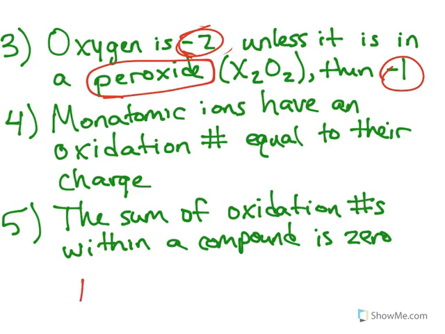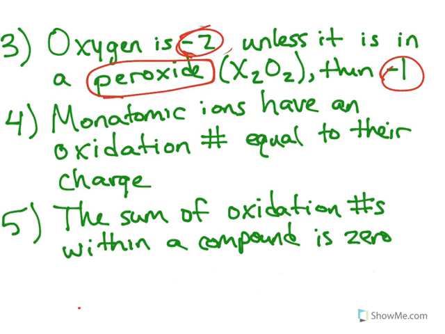Number 4, monatomic ions have an oxidation number equal to their charge. So if you had sodium, which has a 1+ charge, then its oxidation number is +1. If you had calcium, which has a 2+ charge, its oxidation number is +2. And that works true for the anions as well. If you had oxygen with a 2- charge, then it would have a -2 oxidation number, which makes sense because oxygen should anyway. Or something like phosphorus with a 3- charge, that would have an oxidation number of -3.